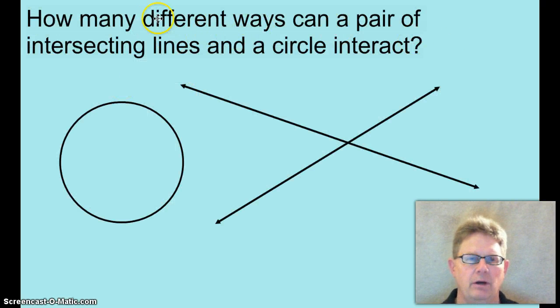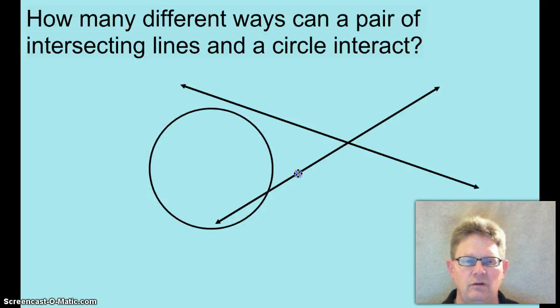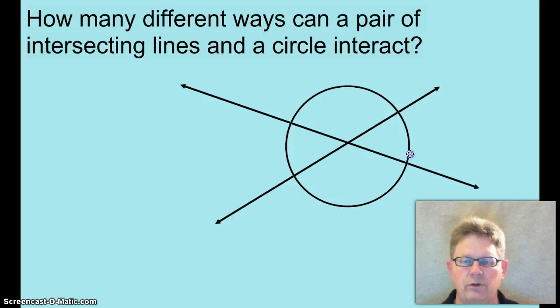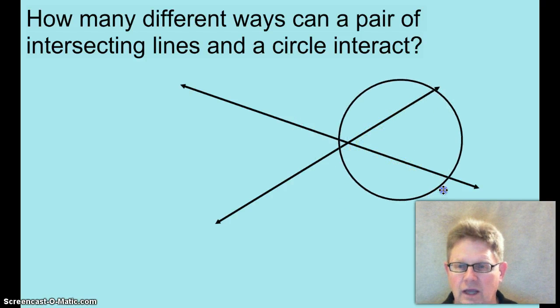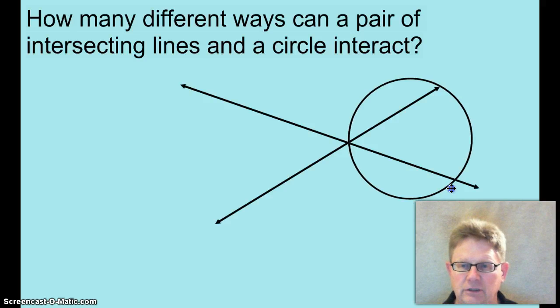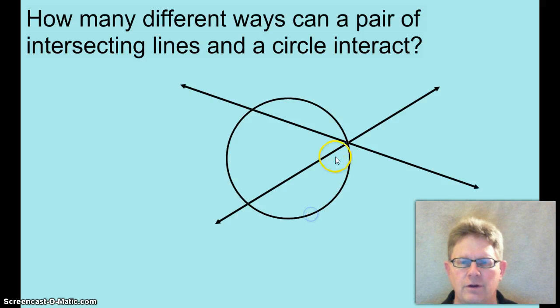How many different ways can a pair of intersecting lines and a circle interact? Well, we've studied two of them already. We studied central angles. The measure of this arc equals the measure of the central angle. We've also looked at that relationship right there. Let me go on this side where it still continues out. You've got an inscribed angle, and the measure of this angle right here is half of its intercepted arc.